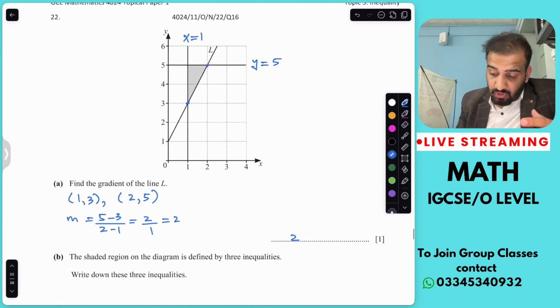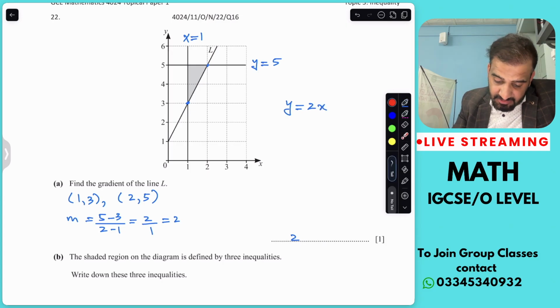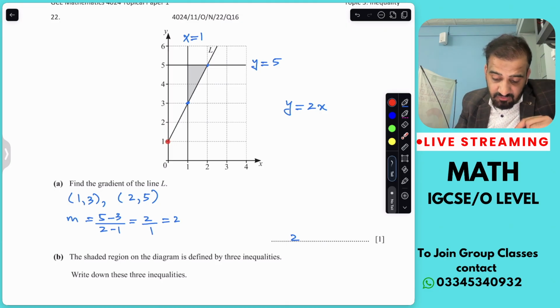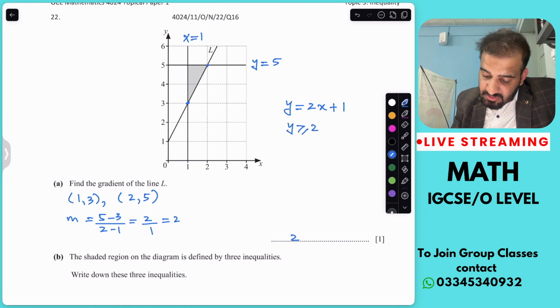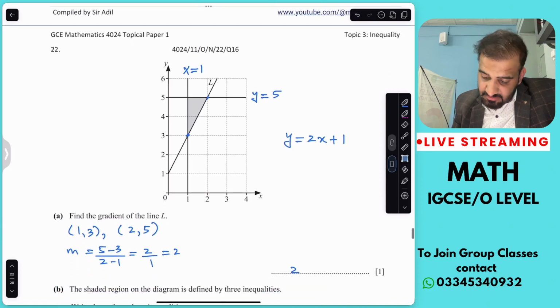Next we don't have this line, so first let's find its equation. It is very simple. The gradient is 2, and look at the y-intercept. It is 1, because the distance of this line from the origin at the y-intercept is 1. So you will write y equals 2x plus 1. As you know that the shading is above the line, so you will write y is greater than or equal to 2x plus 1. That's it.